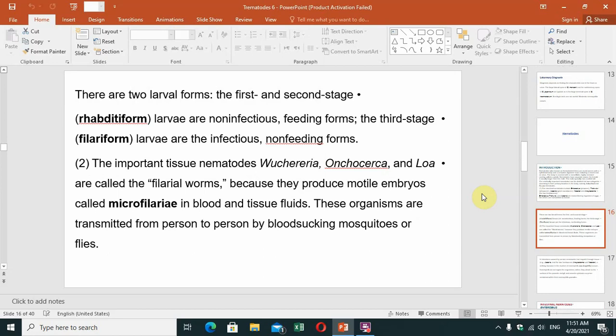The important tissue nematodes, after we finished the intestinal ones, include Wuchereria bancrofti, which causes filariasis, or elephantiasis, Onchocerca, and Loa loa, which is the eye worm. They are called the filarial worms because they produce motile embryos called microfilariae in blood and tissue fluids. These organisms are transmitted from person to person by blood-sucking mosquitoes or flies.